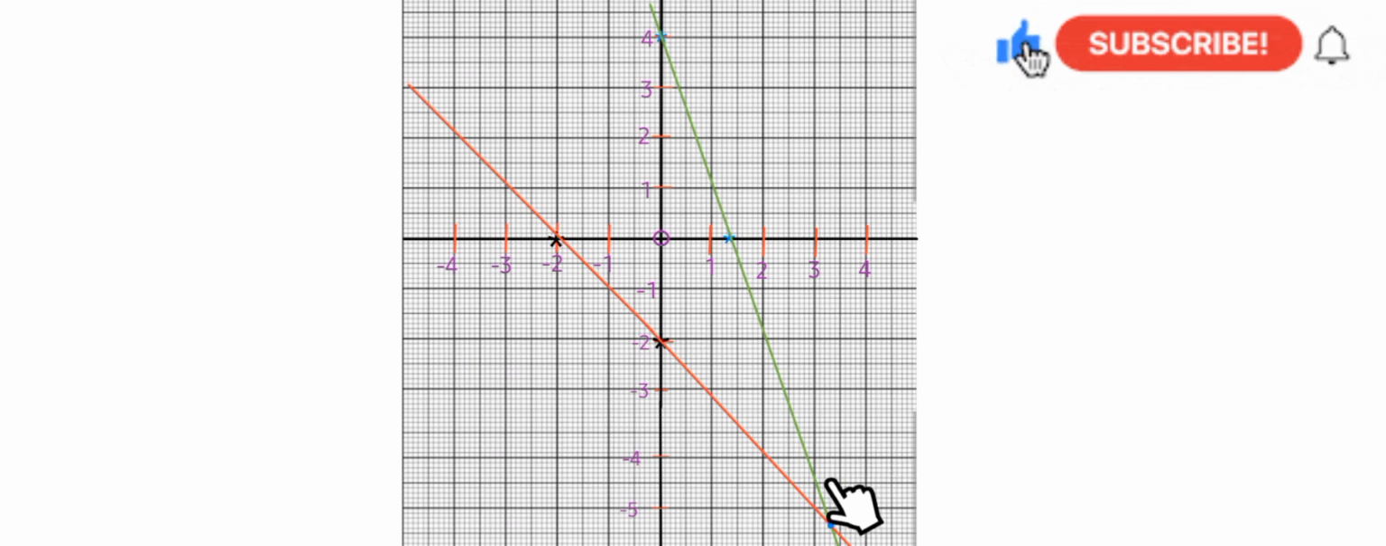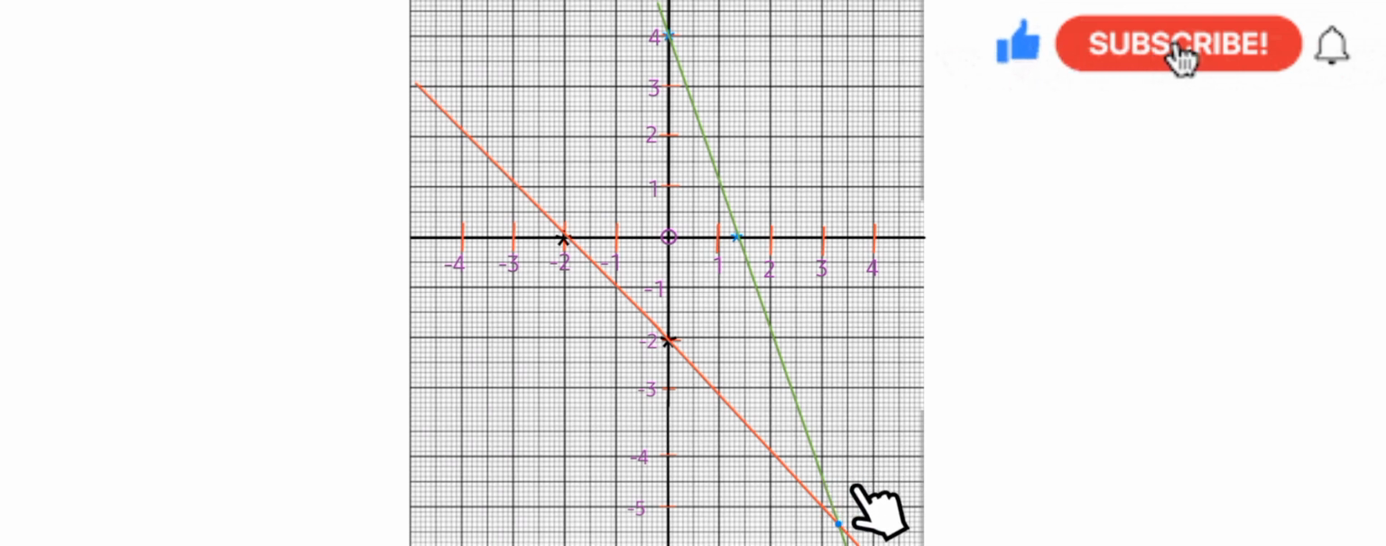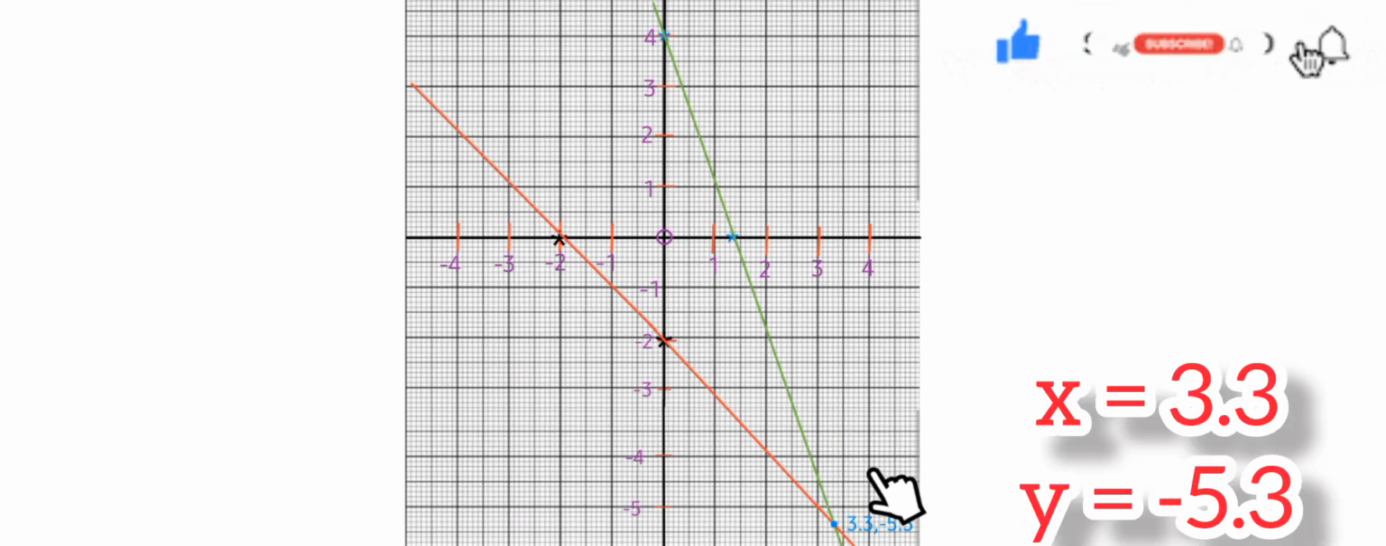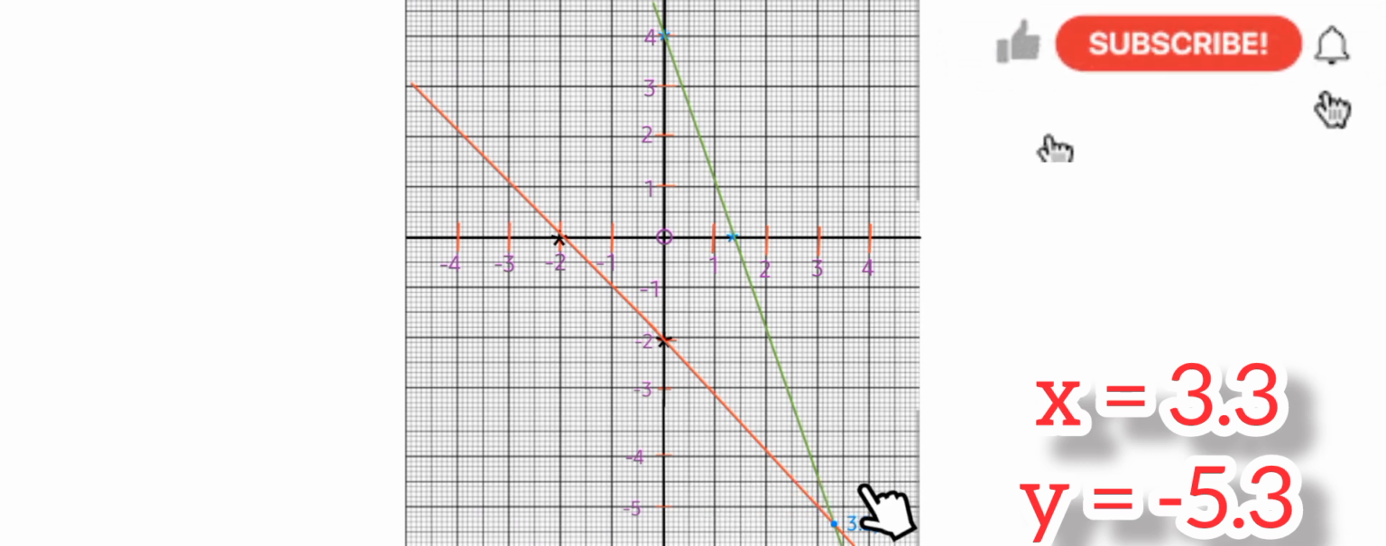The solution to the equations is where the two lines meet. That is at x equal 3.3 and y equal negative 5.3.